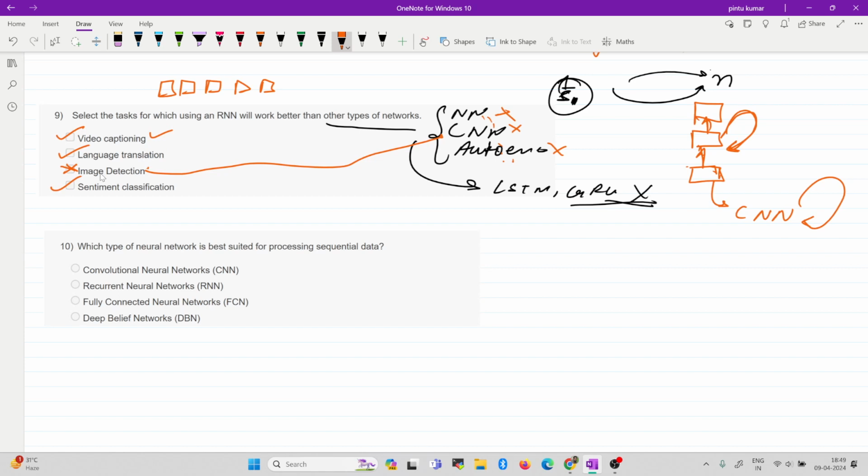Last one is sentiment classification that we have been talking about from the first minute of this class. So this is also true. Okay. So the second question is again what we have just discussed.